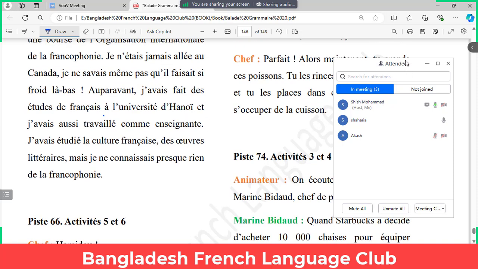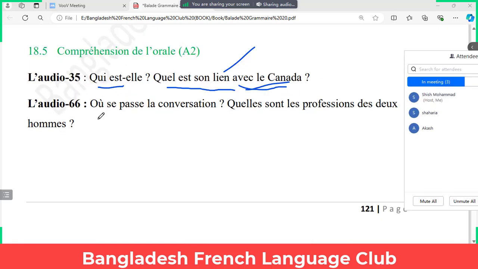We have another listening here. That is: où se passe la conversation? Où se passe means where this conversation is going on. We have to identify the place. And quelles sont les professions des deux hommes? So in this audio there will be two men talking, and you have to find out their professions. Okay, let me play.